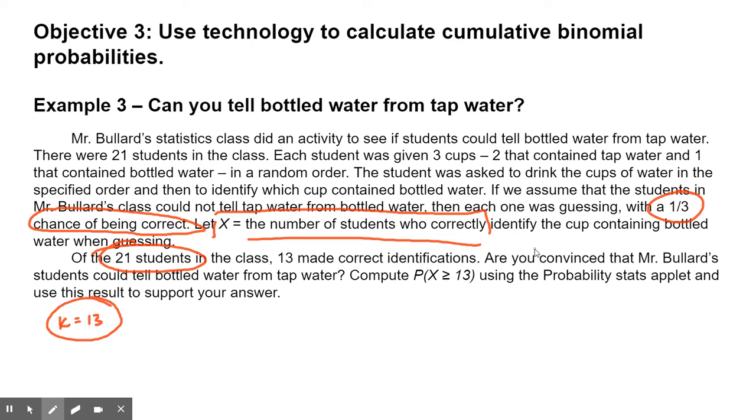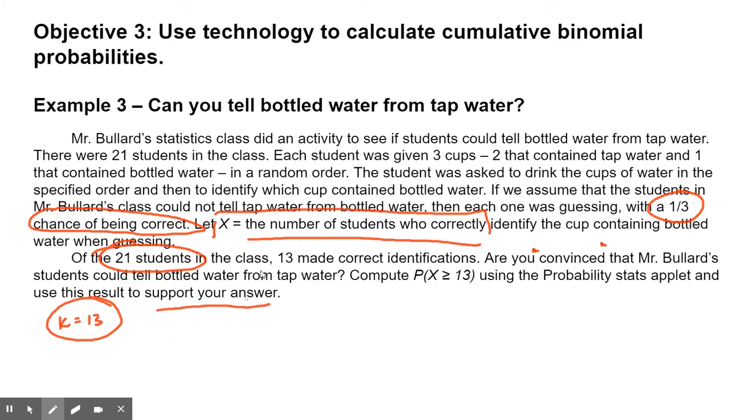So the question is, are you convinced, and there's that word convinced, that Mr. Bullard's students could tell bottled water from tap water? Compute the probability that x is greater than or equal to 13 using the probability stats applet, and use this result to support your answer.